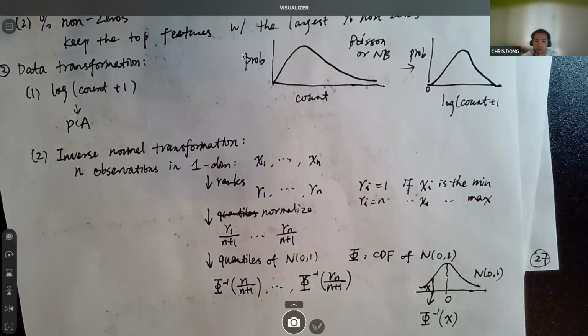Okay. So that's all I want to say about dimension reduction and clustering. So we concluded the unsupervised learning part mostly. Yeah, Chris, do you have a question?